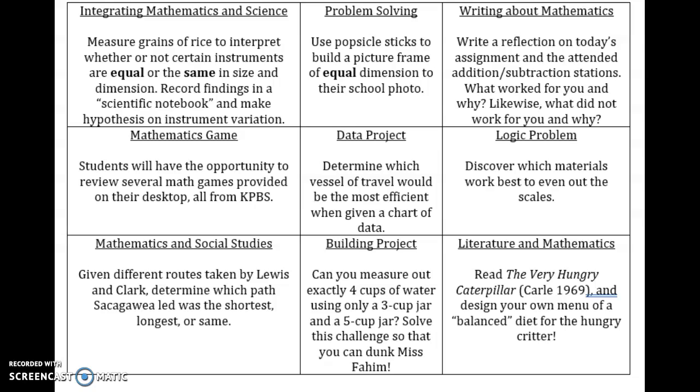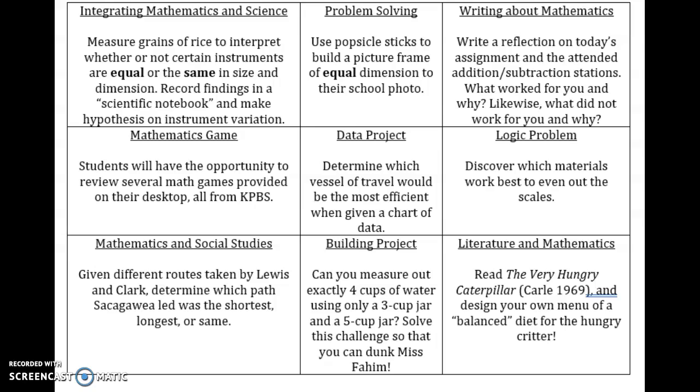Mathematics and social studies. So Lewis and Clark destinations will be given to them, and they'll just determine which was the best path that Sacagawea led Lewis and Clark on. A building project. Students can have a little fun here and determine the amount of water that's going to be necessary to dunk me.